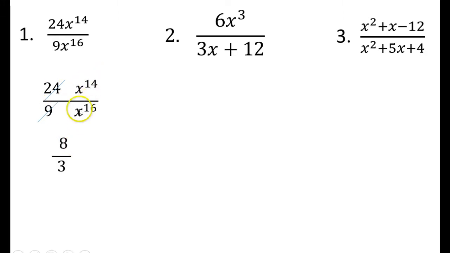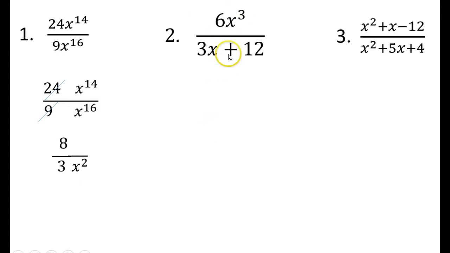The x to the 14th over x to the 16th, I've talked to you about this. You can take 14 minus 16 and get negative 2, x to the negative 2. But we can realize that we have 16 in the bottom and 14 on top. When we subtract those two numbers, we get 2, but they're left over in the bottom. So our answer is 8 over 3x squared.